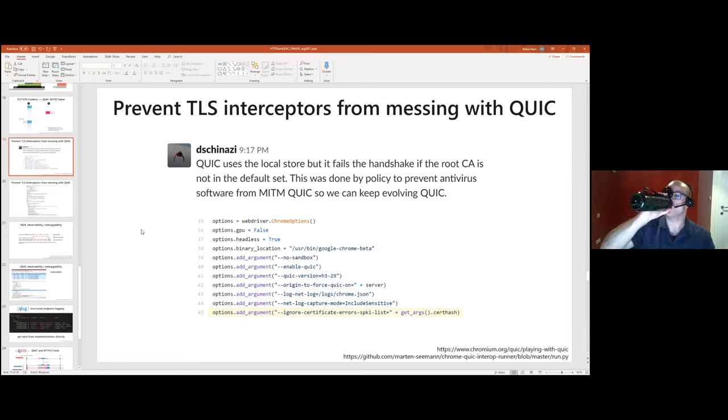I mean, I'm just laughing for those at home, and I'll just read the tweet. QUIC uses the local store, but it fails the handshake if the root CA is not in the default set, which means that they're not one of the public root CAs if it's one of your internal CAs. Exactly. This was done by policy to prevent antivirus software from man-in-the-middling QUIC, so we can keep evolving QUIC. So I love that they did it because of the love of antivirus software, which I understand. But it means a couple of things.